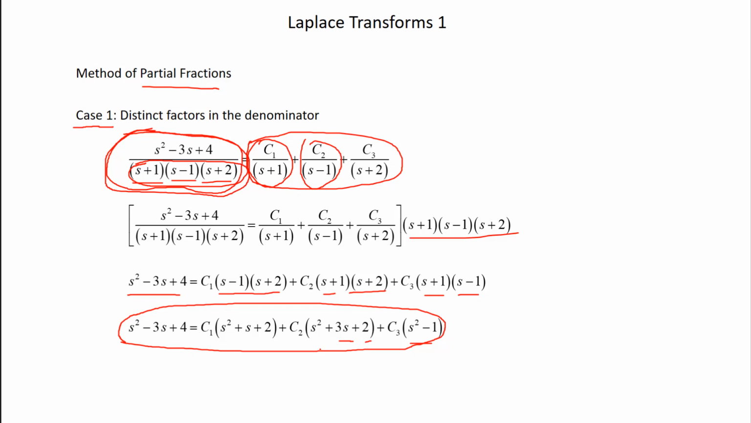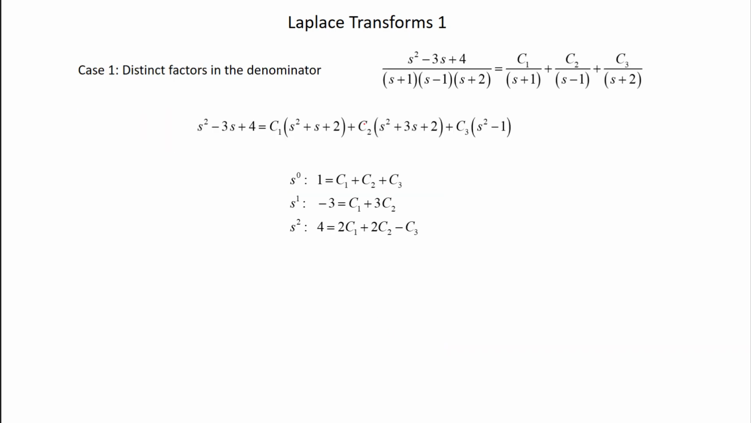So this is a lot like the method of undetermined coefficients. The only way that can be true is if all the s squared terms balance, all the s terms balance, and all the s to the 0th power, or constant, terms balance, right? So that's going to give me three equations in these three unknowns. And that's what I've done here.